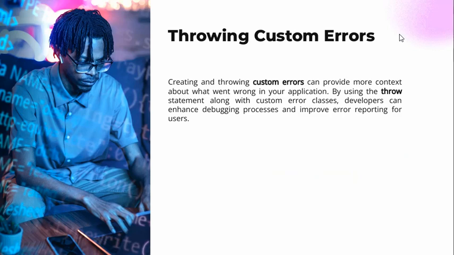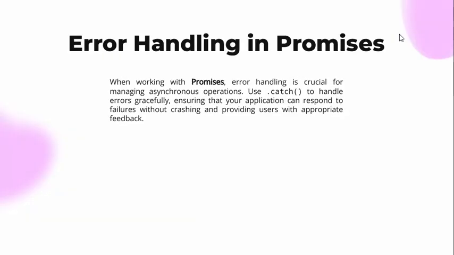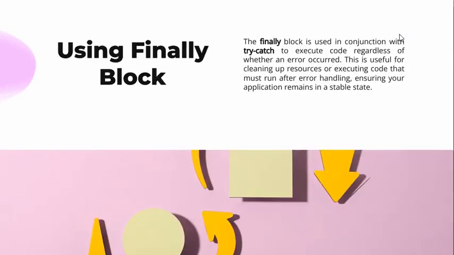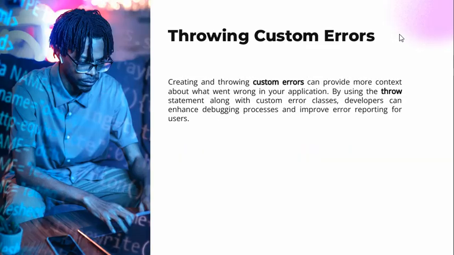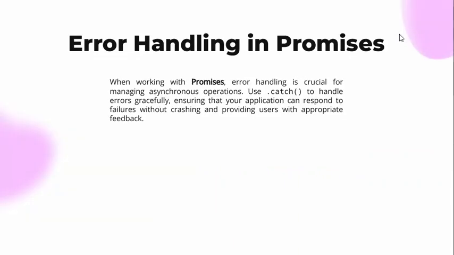There are some other techniques we will discuss: creating and throwing custom errors can provide more context about what went wrong in your application. So we use a throw statement as well. This is the third type of error handling. The throw statement is used to throw errors or exceptions. By using this statement along with custom error classes, developers can enhance the debugging process and improve error reporting for users. I believe you understand the use of errors, finally, and the try-catch statement. We will discuss them in the upcoming Q&As where you're going to understand what we're doing here. Throwing custom errors. Alright, so we have discussed this.